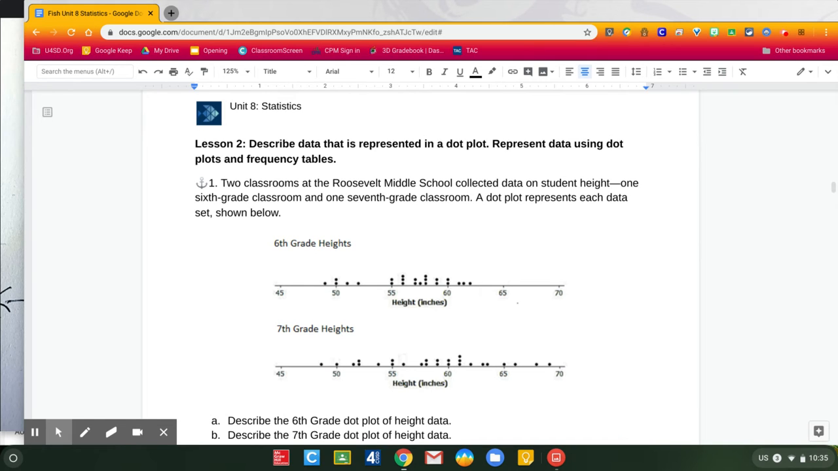Match Fishtank, Unit 8, Lesson 2, Anchor Problems.